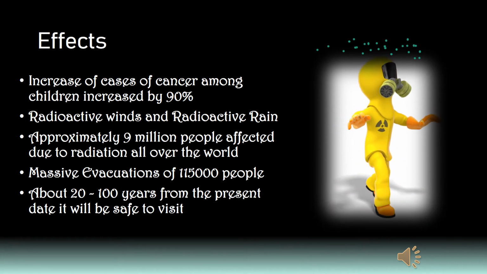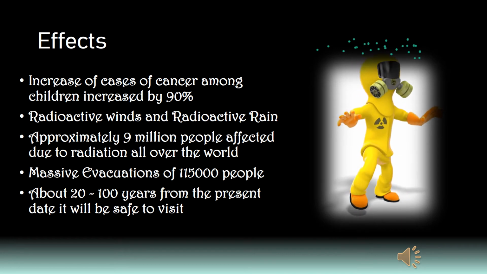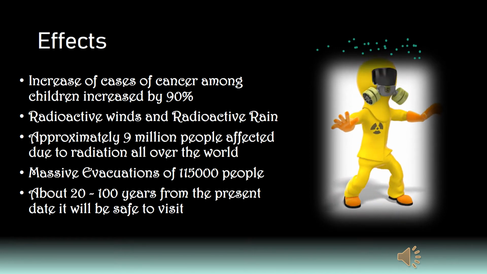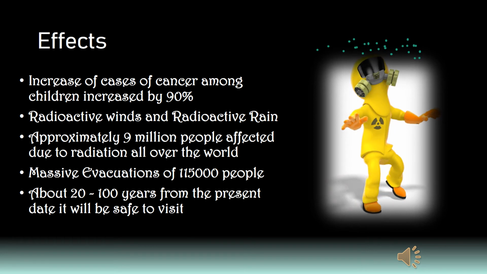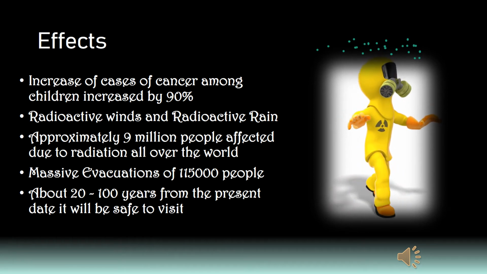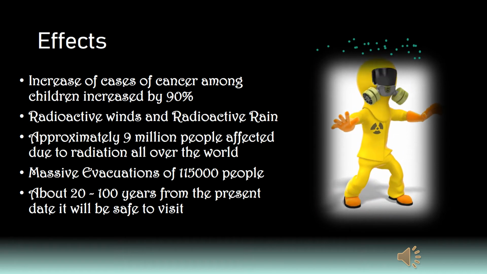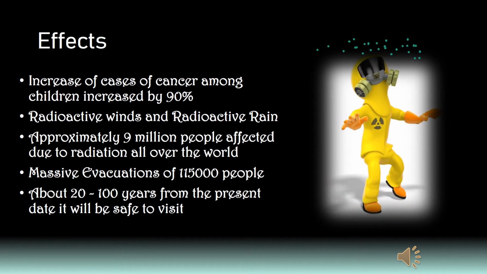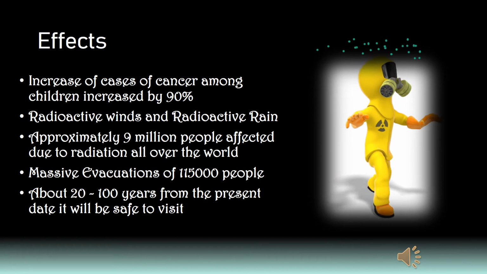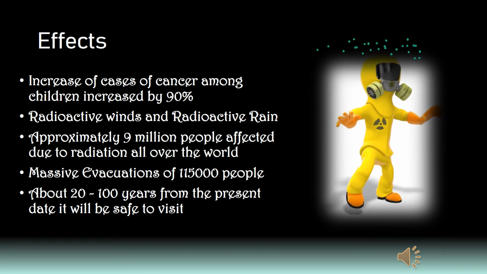Cases of cancer among children increased by 90%. Radioactive winds and radioactive rain. Approximately 9 million people were affected by radiation all over the world. Massive evacuations of 115,000 people. About 20 to 100 years from the present date it will be safe to visit.